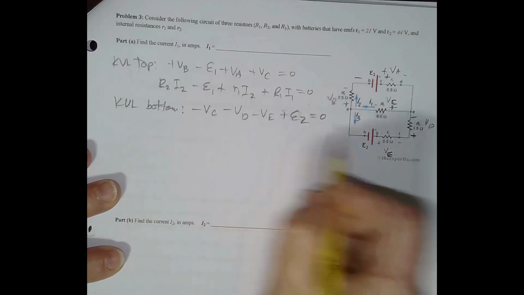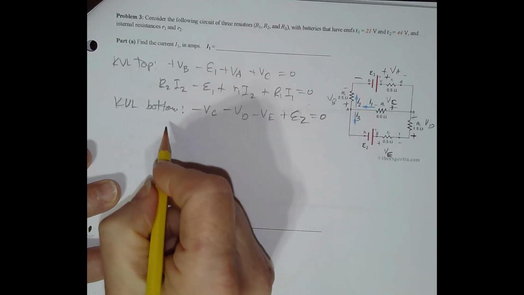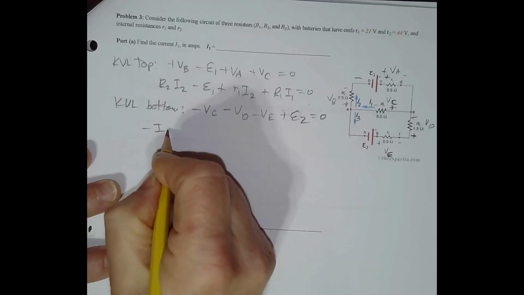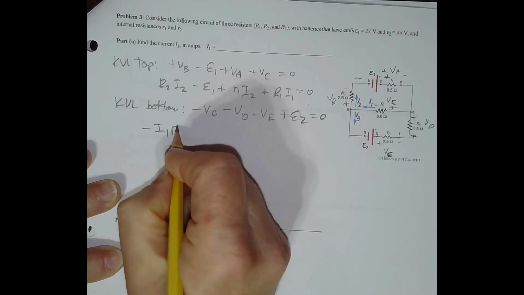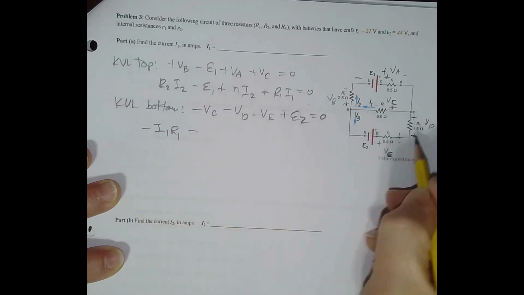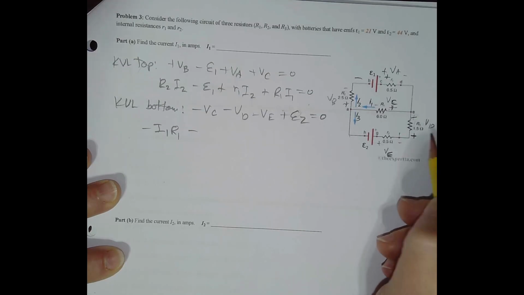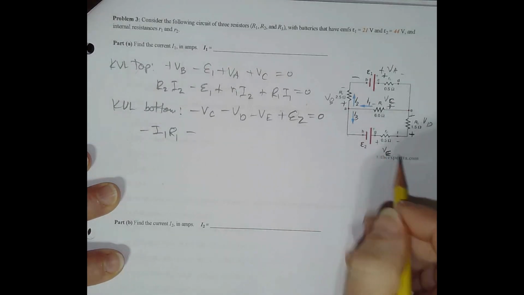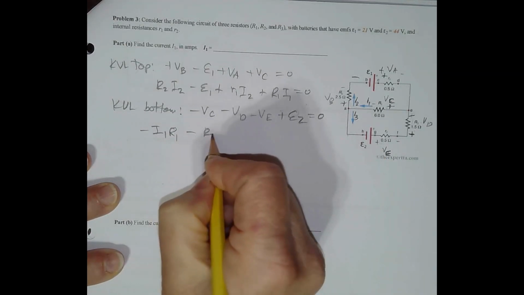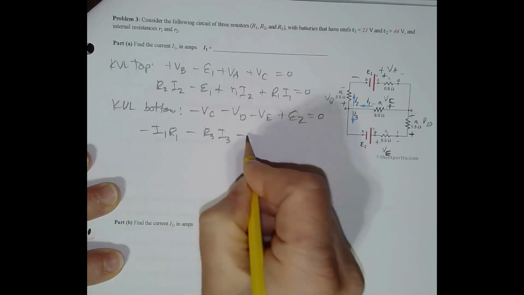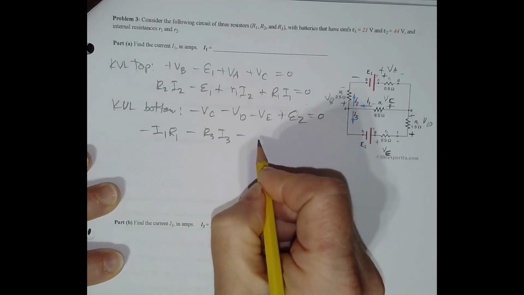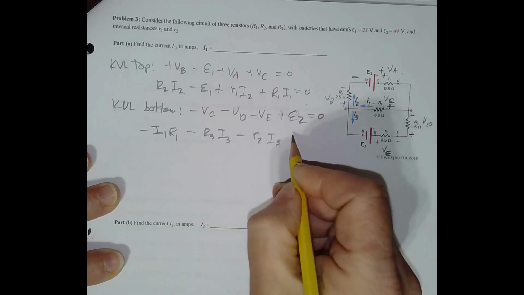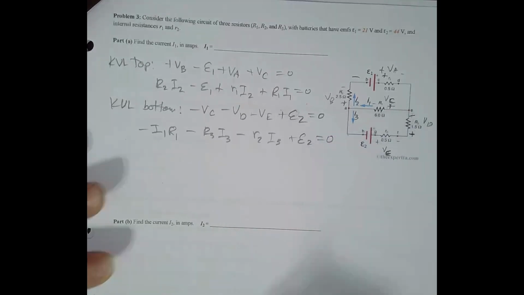So rewriting those in terms of the IR kind of things. Again, VC is I1 big R1, and VD is R3, I think this is R3, R3 I3, and VE is little R2 I3, and then E2 is E2.